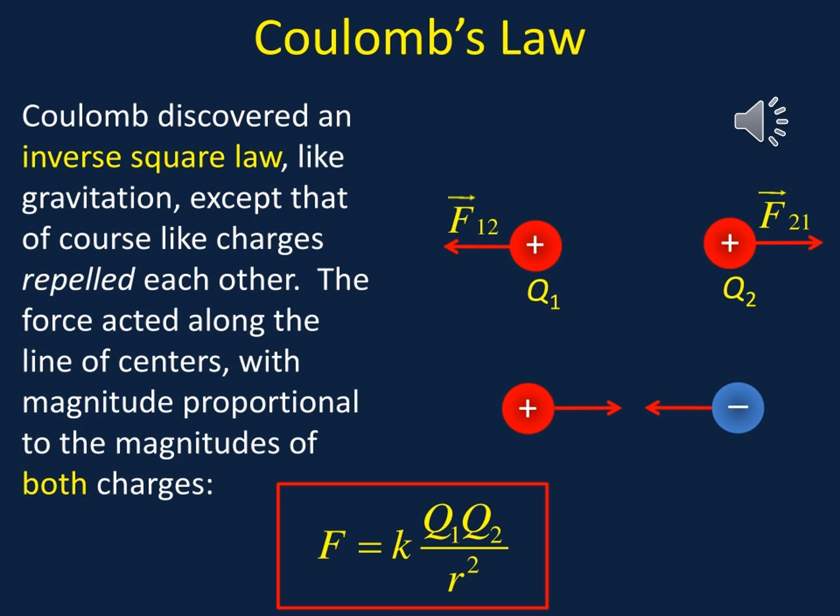Finally, Coulomb's law. Coulomb discovered an inverse square law like gravitation, except that, of course, like charges repel each other. The force acts along the line of centers with a magnitude proportional to the magnitudes of both charges. Coulomb's law states that the force is directly proportional to the product of the charges and inversely proportional to the square of the distance between them.